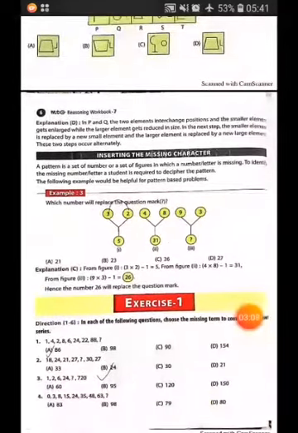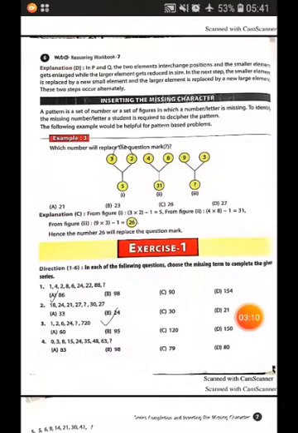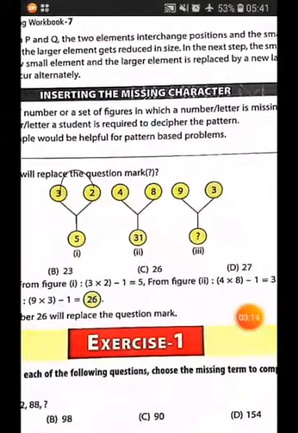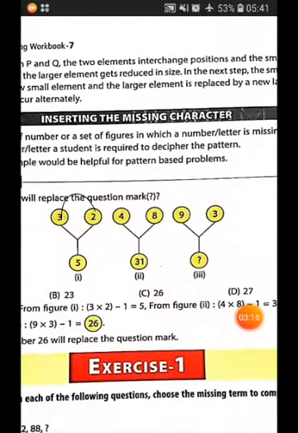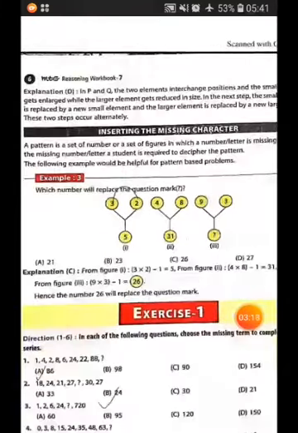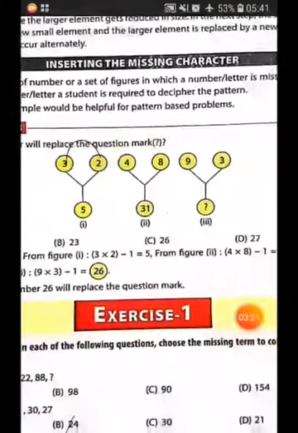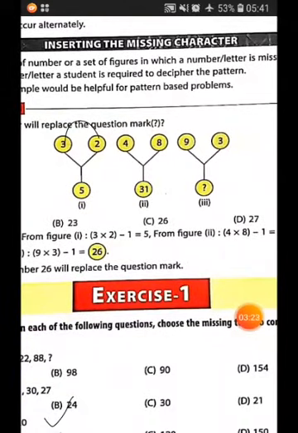Now let us solve some different kind of questions here. This is the kind of question on inserting the missing character. In this type of questions you will be given a picture in which some letters or numbers will be missing. So you have to find out which pattern is being followed by the rest of the images, and choose the correct option from the following 4 options.